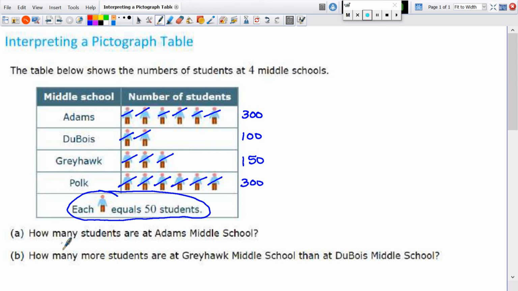Okay, so now we know how many students are at Adams Middle School. There are 300 students. How many more? Anytime they say how many more, you're going to find the difference. You're going to subtract.